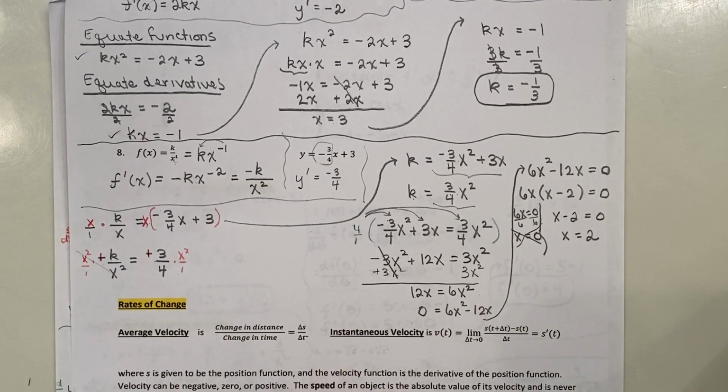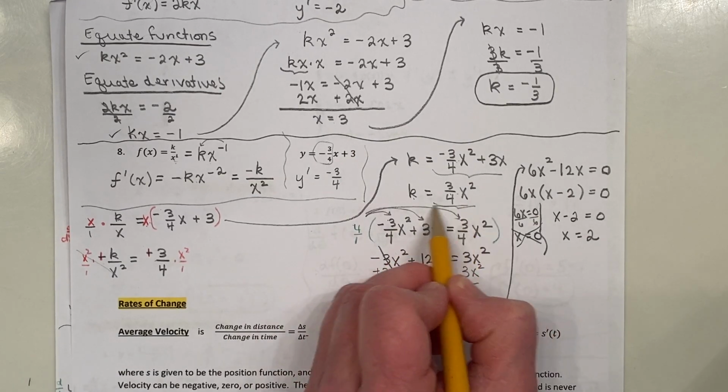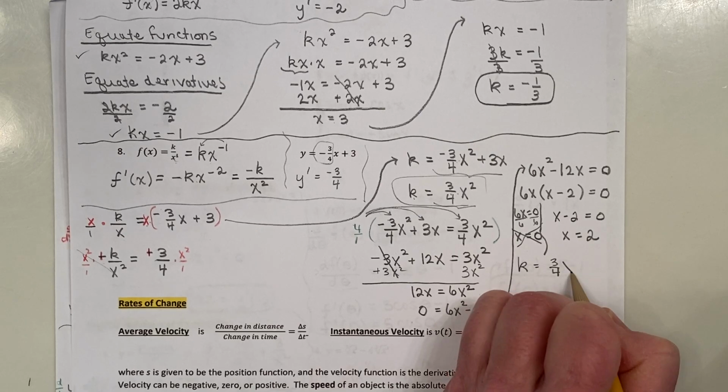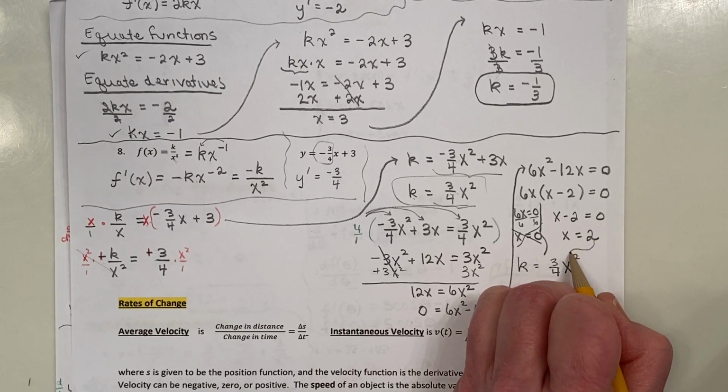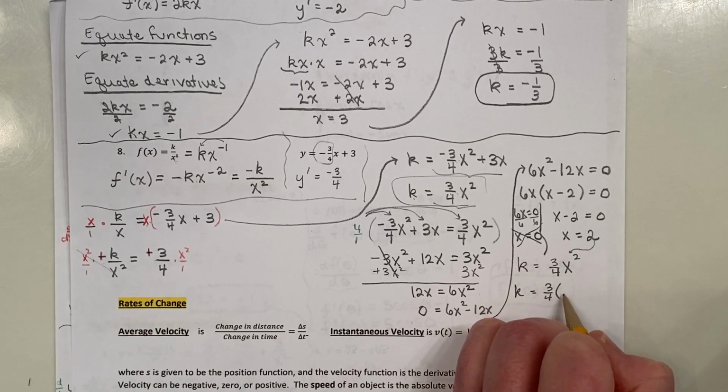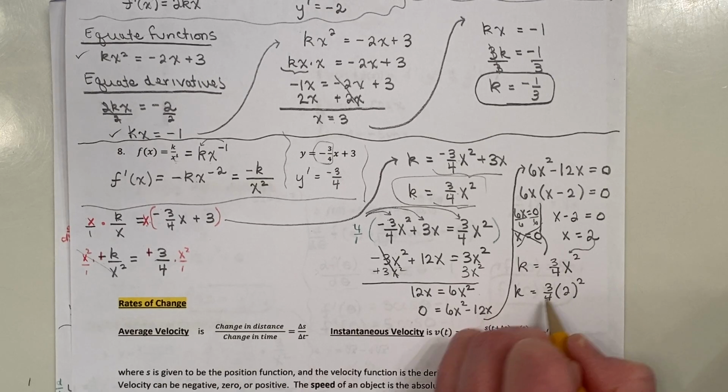I will go back into one of the two equations. I guess I'll go back to this equation right here. Let me pull down k equals 3/4 x squared. Let's insert a 2. That becomes 4, do the power first. That will divide out, so it looks like k is 3.